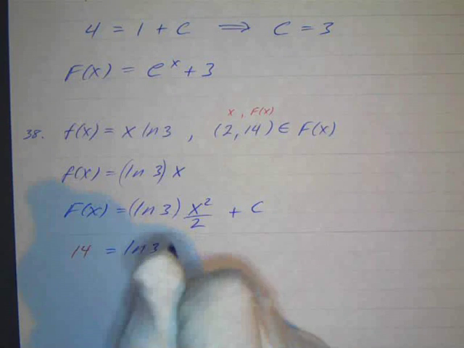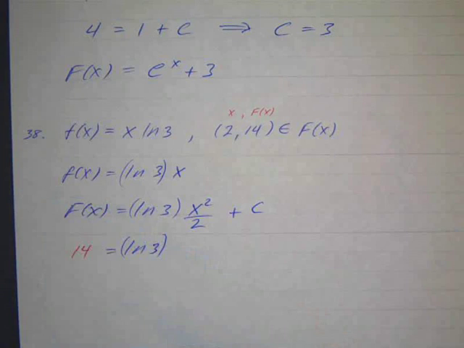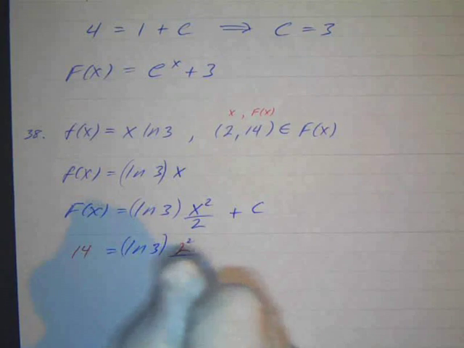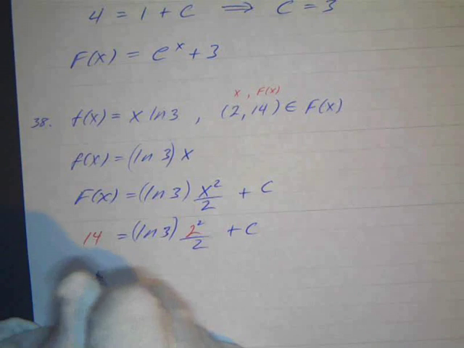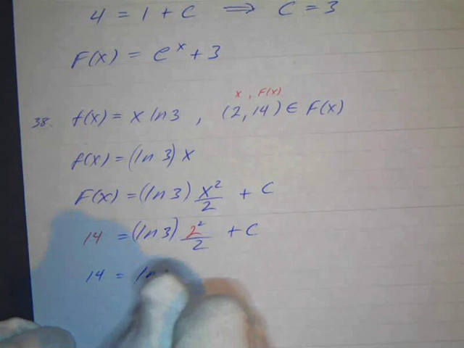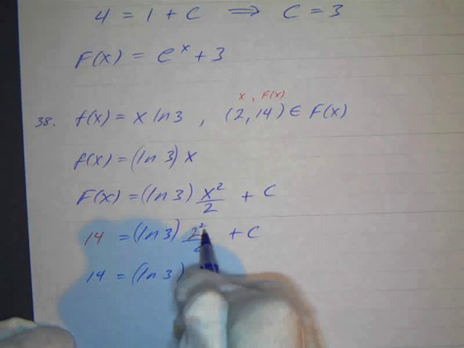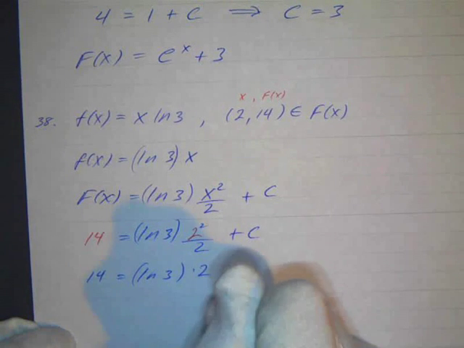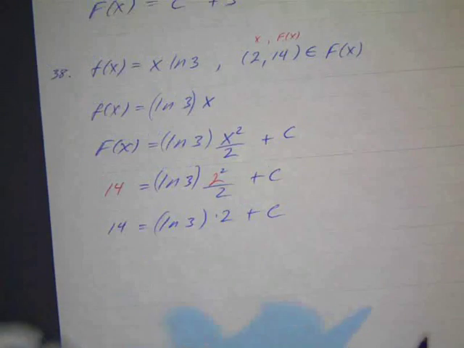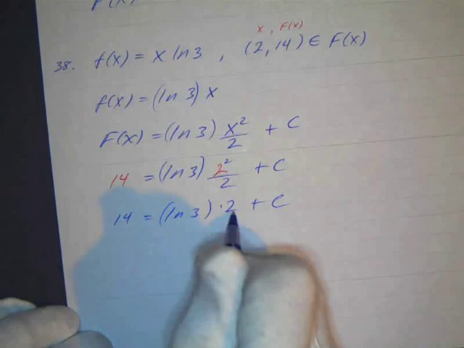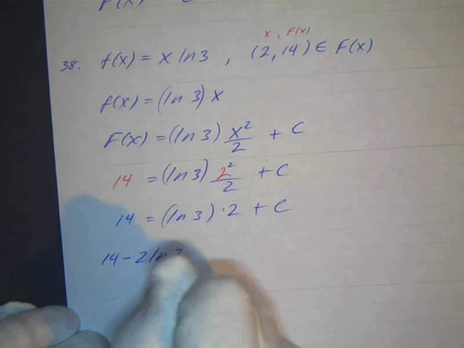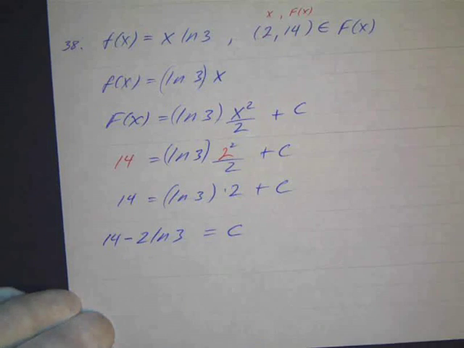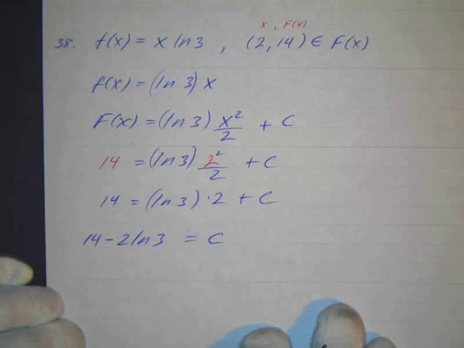So that's going to be two squared over 2. So that's going to be 14 equals the natural log of 3 times, and what's 2 squared? That's 4 over 2, which is 2, plus c. So if we subtract this, we have 14 minus 2 natural log of 3 equals c. So there's your c. More complicated, but it works.